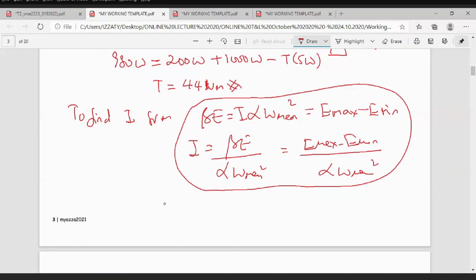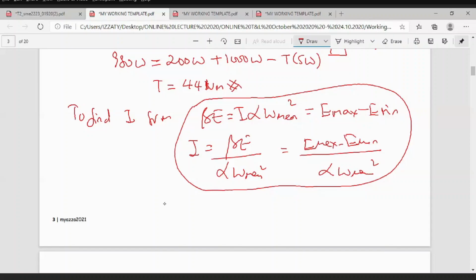But sometimes most of the students forget about this power of 2. They put just alpha omega mean. Of course, the equation is then not correct, because you need to know how the derivation of the equation works. Back to this one, you need to look for the E max and E min, and you know well that E max and E min can only be defined by doing energy analysis, as we discussed earlier.